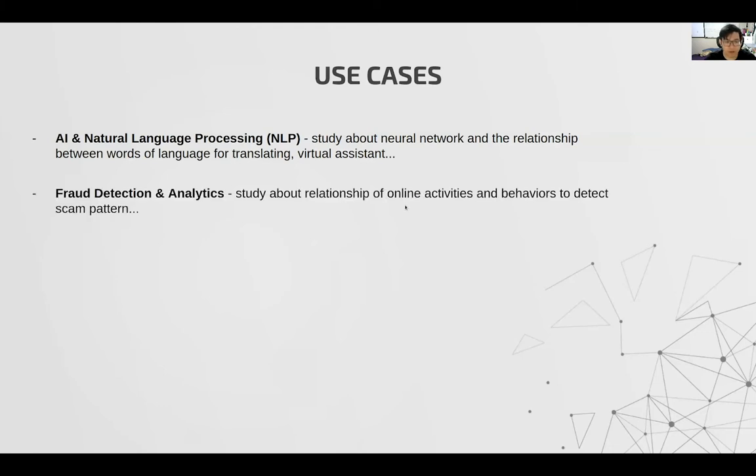And secondly, we have fraud detection and analytics. It is a study about the relationship of online activities and behavior to detect scam patterns on the internet. Thirdly, we have supply chain. Manage and optimize the flow of goods. It's very important for recommendation systems for retailers.